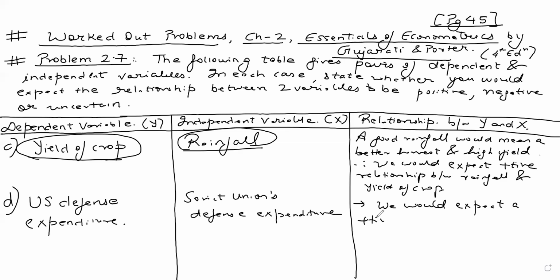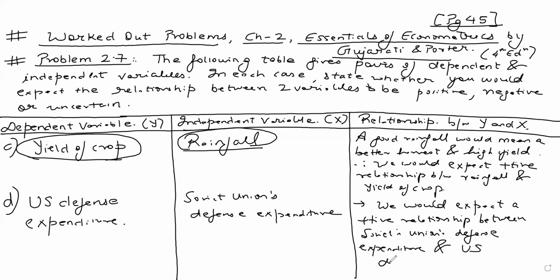Okay, and it's a strong economy, so we can say that we would expect a positive relationship between the Soviet Union's defense expenditure and US defense expenditure. Because if the Soviet Union's expenditure goes up, US would also want to spend more on defense. Okay.